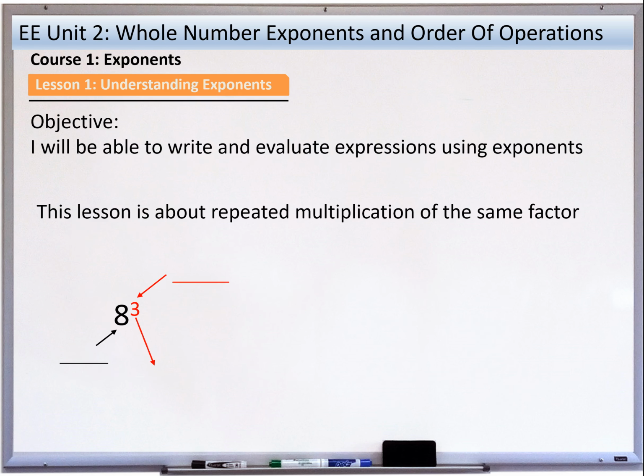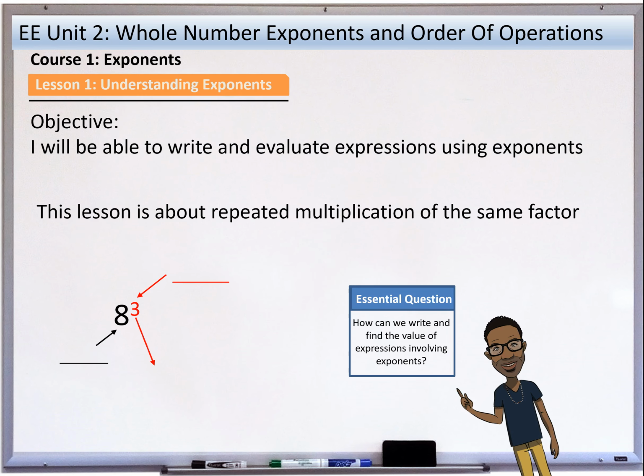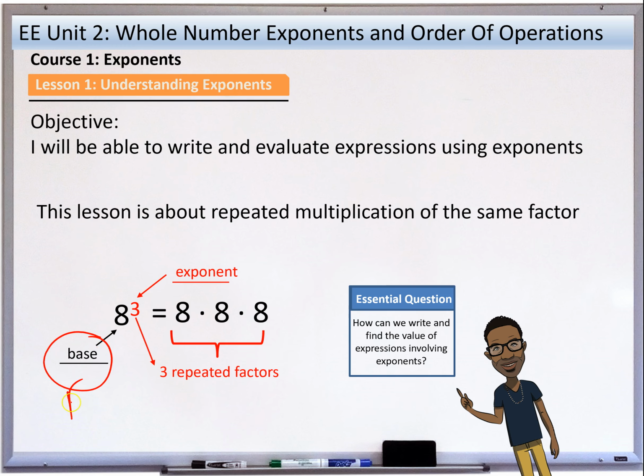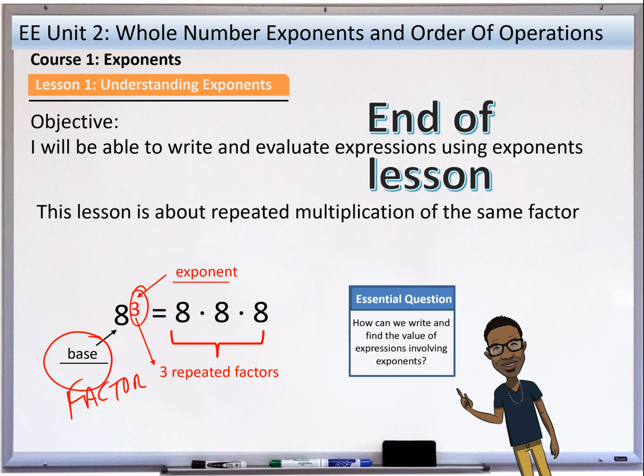All right, so that's the end of the lesson. Again, if you just remember that exponents are repeated factors. This is called the base, but think of it as a factor. And this is how many times you multiply it by itself, not 8 times 3, but 8 3 times, or 8 times itself 3 times. All right, that's the end of the lesson. We'll go ahead and practice that in the next video, and then we'll have a little check for understanding.